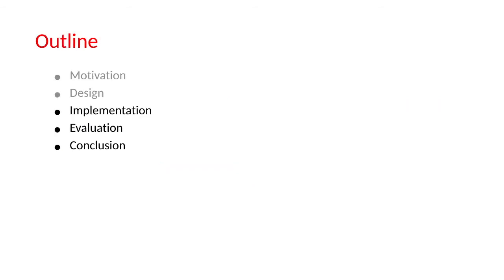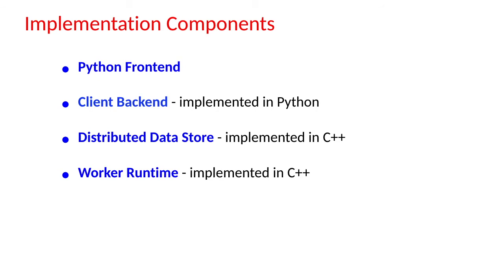Now let's understand the implementation part from Prashant. Hello friends. Till now we have understood the motivation and design part, now we are going to see the implementation part. The implementation is composed of four components. The first one is a Python front end, which is developed in Python. The second one is a client backend, which is also developed in Python, and the distributed data store and worker runtime are both developed in C++ for efficiency.